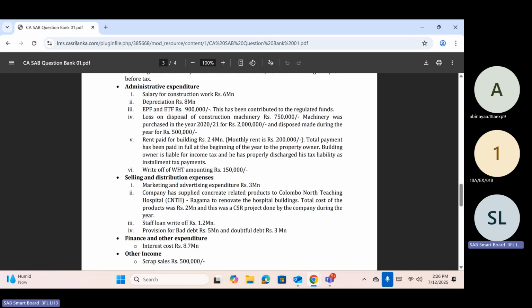So as per section 10, subsection 2, if any expenditure requires withholding tax to be deducted, but the payer has failed to do so, that particular expenditure is disallowed. Therefore, as per this, the total rent has been paid, but withholding tax has not been deducted, so it is disallowed.